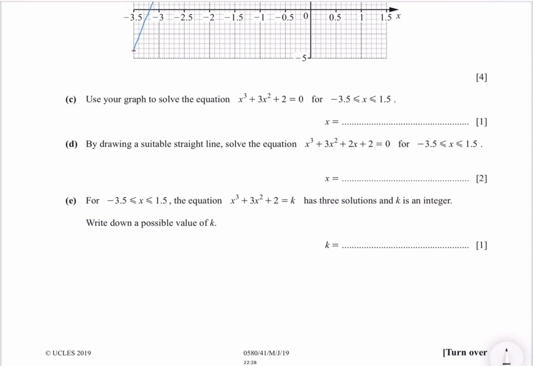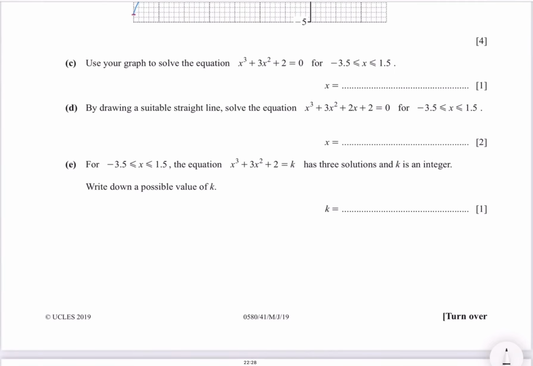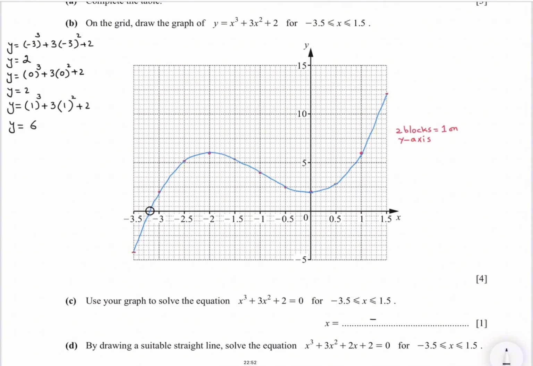Use your graph to solve the equation x cubed plus 3x squared plus 2 is equal to 0. So this is equal to 0, so it means we have to see the y is equal to 0 line, and where this line cuts this graph, we will read that point for x. So here it is, the y is equal to 0 line is cutting this graph at minus 3.2.